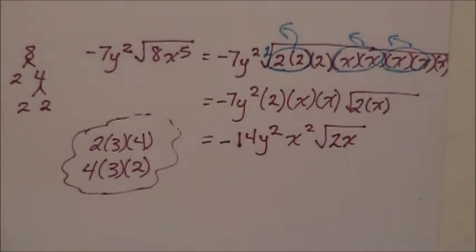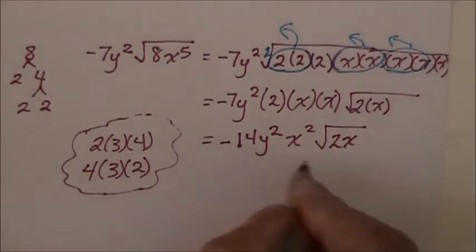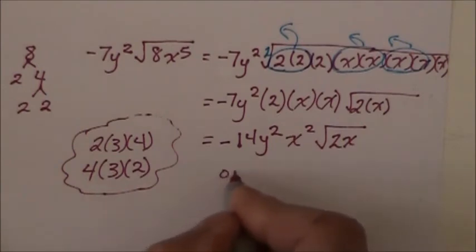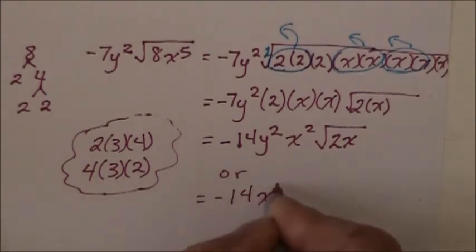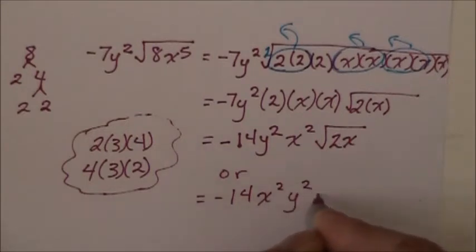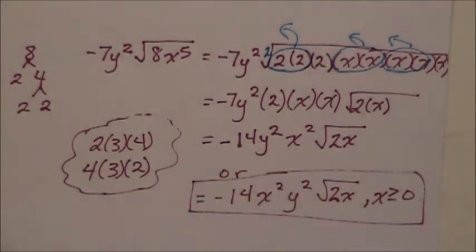Often we put variables in alphabetical order. If we do that, this is 100% correct, but you might see it in a multiple choice question with the x first and then the y, and that would be correct. And then let's put our restriction on the end. So there is our final answer.